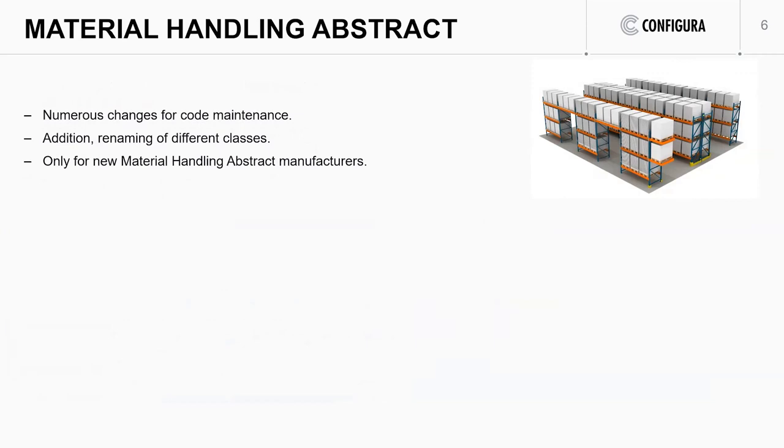So it's very important to make sure that our material handling abstract manufacturers do not face any defects after they've migrated to CT 14.0. Now, this only applies to the material handling abstract manufacturers, which are on the new material handling abstract and not the old one. If you're not from material handling abstract, you can skip this section while you're testing after you have migrated to CT 14.0.